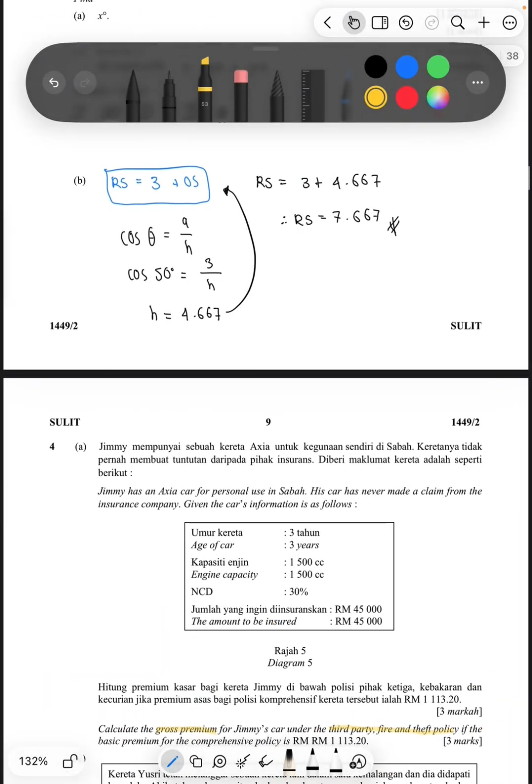Now, okay, let me just give you a basic information about the gross premium. So we have the comprehensive policy, and then we have the, something, after that, and then lastly we have the third party fire and theft policy. So first, what we need in order to get the gross premium is we need the basic premium, and then we need the NCD, and we have to minus the two of that, and then we get gross premium.